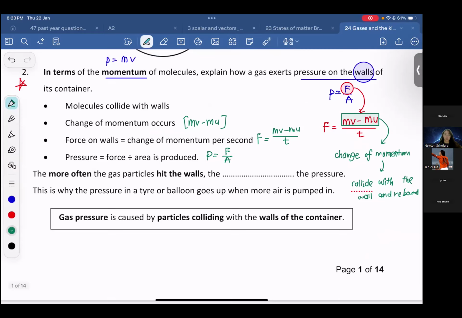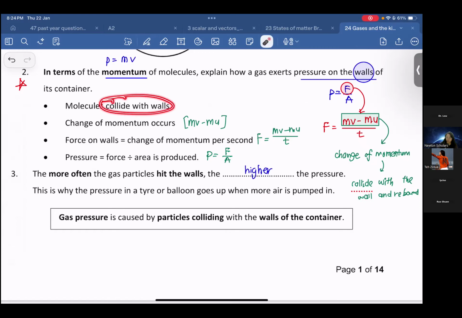Because particles hit the wall, we get the pressure. Am I right? We hit the wall, then in between, finally, we get the pressure. So the more often the particles hit the wall, the higher the pressure. The more often the gas hits the wall, the higher the gas pressure. Because just now we said hitting the wall produces pressure, so if you hit more, then the pressure is higher.